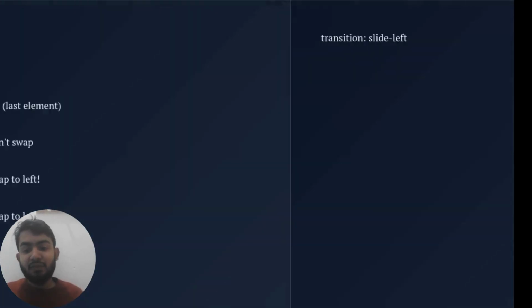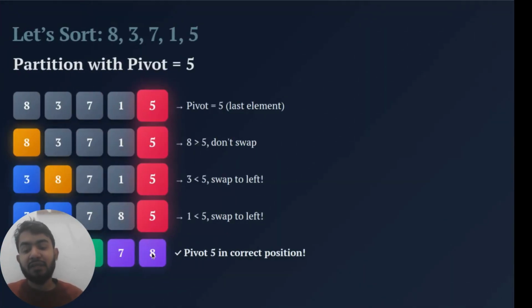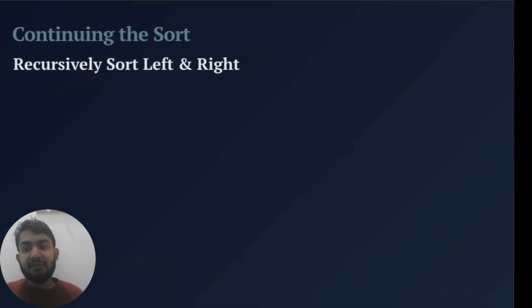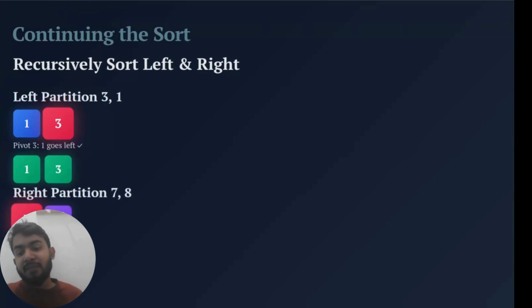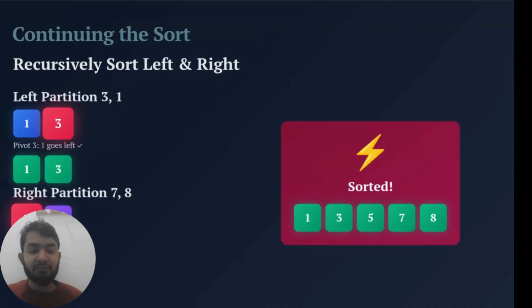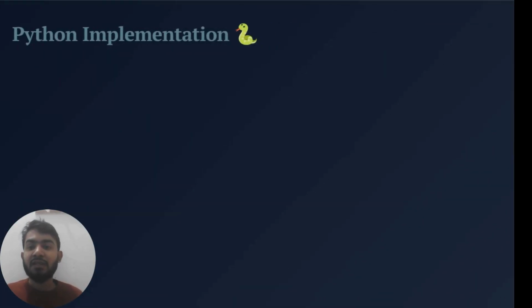And then we have two partitions, one is 3 1 and the other is 7 8. And then it recursively sorts left and right. So let's recursively sort the left partition. Now we can see 3 1 is unsorted, so 1 should go to the left, and 3 should go to the right, obviously. So now the left partition is sorted, and the right partition is already sorted, like 7 8. And now if we merge it together, it will be sorted.